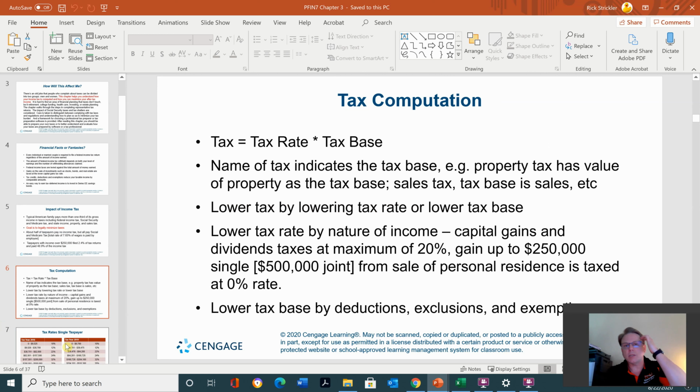Okay. Tax computation. Tax equals tax rate times tax base. The name of the tax indicates the tax base. An example is that property tax has the value of the property as a tax base. Sales tax base is sales, etc. Lower tax by lowering the tax rate or lowering the tax base. So if you want to pay less property tax, you buy a cheaper house. That lowers it. Another way of doing it is to buy something that has an agricultural exemption.